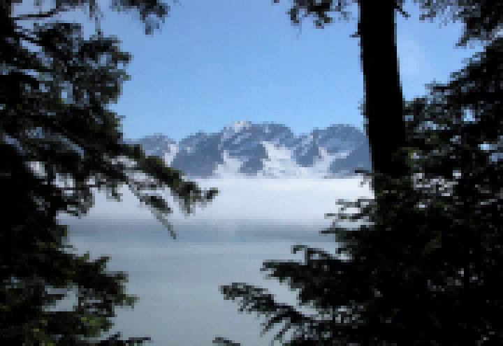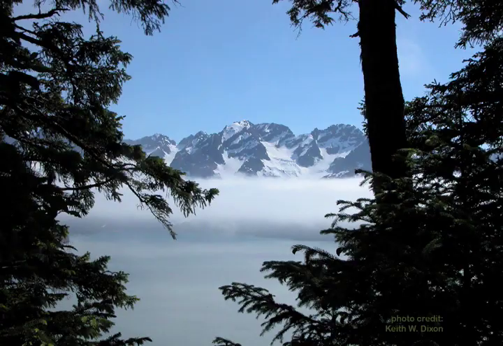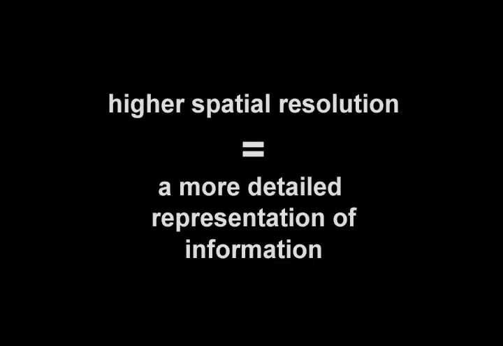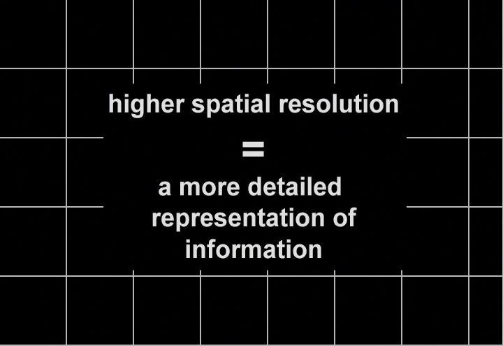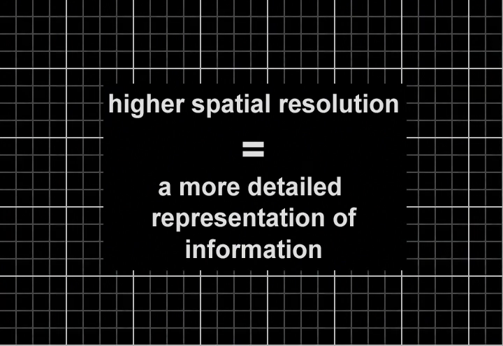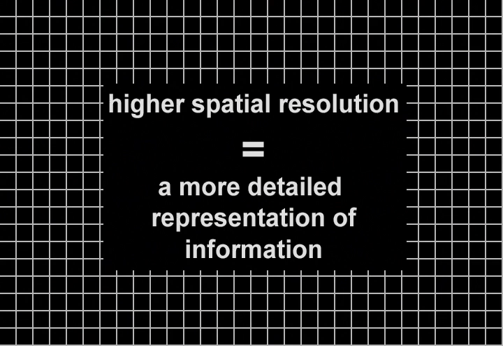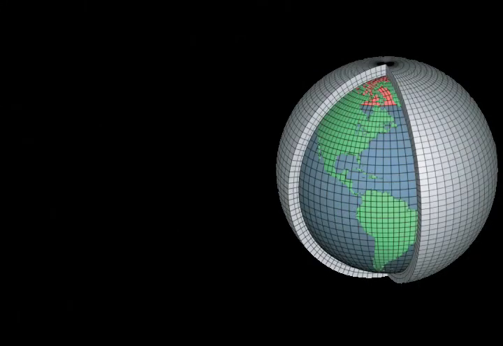But if you could afford to divide the photo into, say, 4 times as many boxes, you'd begin to recover a little bit more of the information that was in the original photograph. And every time you could afford to add still more boxes, so that each box represents a smaller area, more of the original image's detail would emerge. Higher spatial resolution, in other words, having smaller boxes and more of them, allows for a more detailed representation of information. That's true for 2-dimensional photographs and videos, as well as for 3-dimensional global climate models.